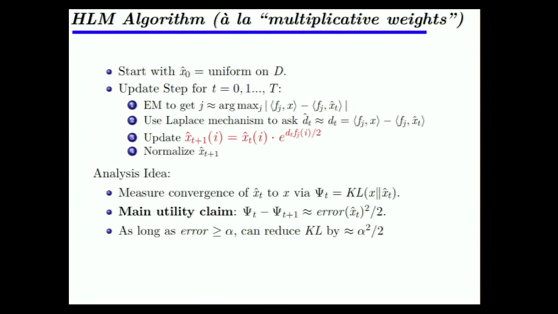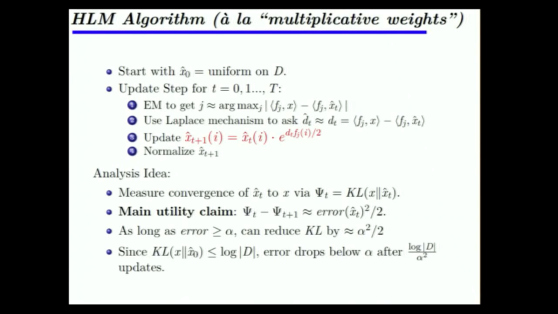I'm using this to measure progress of my error in some other way, because as long as my error is large, then this utility claim tells me I will make an update that reduces the potential a lot. But the potential doesn't start that large. It starts at log d, and so if my error is always above alpha, then after log d over alpha squared updates, I will run out of potential to use up. And so this algorithm will, after this many updates, give you an x hat that has error less than alpha, proportional to log d over 1 over alpha squared. And I think it's a remarkable analysis.